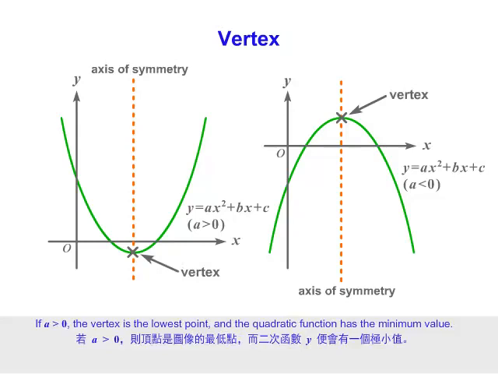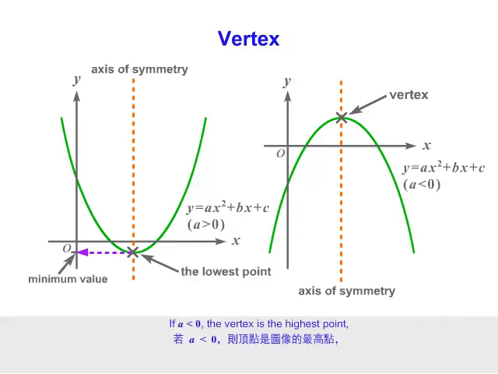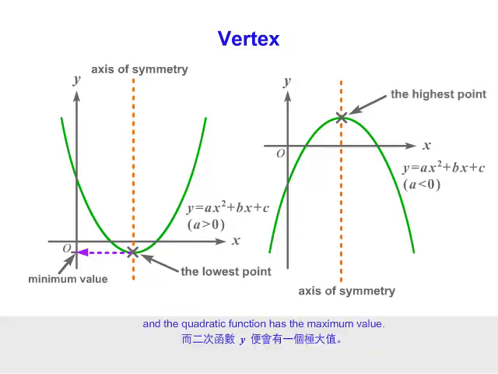If a is greater than 0, the vertex is the lowest point, and the quadratic function has the minimum value. If a is smaller than 0, the vertex is the highest point, and the quadratic function has the maximum value.